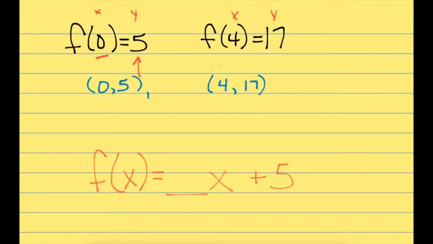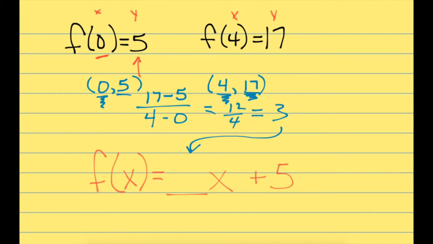We subtract our y's, 17 minus 5, and subtract our x's. And since I started with 17 on top, I'm going to start with 4 on the bottom. So on top I get 12, bottom I get 4, and 12 divided by 4 is 3. So that is the slope for my equation.